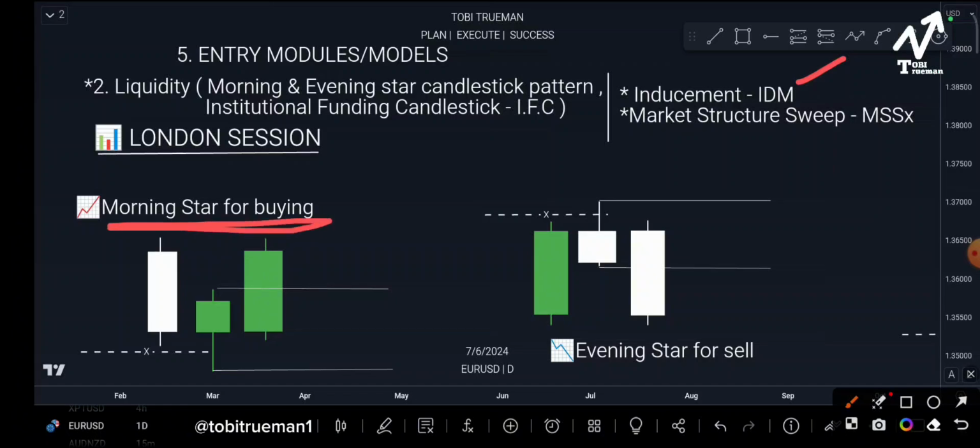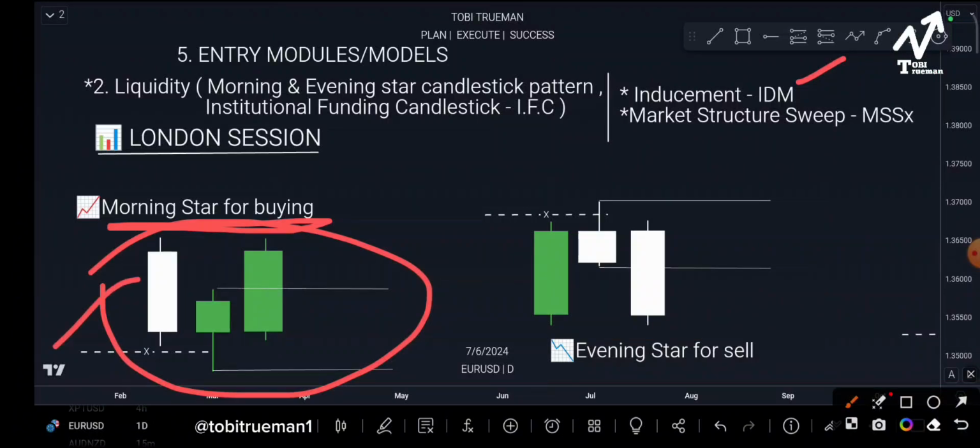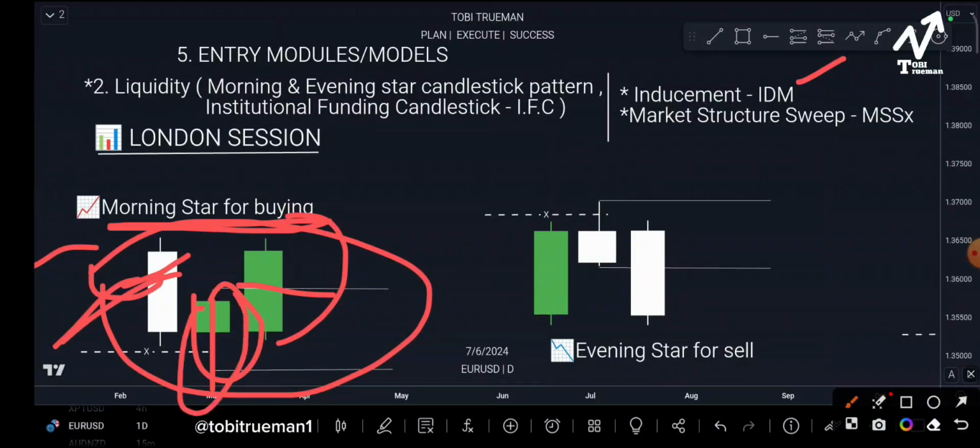And then the Morning Star candlestick pattern for buying is what? It is this type of structure whereby we have the first candlestick, then the second candlestick, this middle candlestick, is the smallest one, then the third candlestick is almost the size of the first candlestick. You can identify it by the colors: white, green, and green. So the first candlestick is white, and the second candlestick is just like 50% of the previous candlestick.